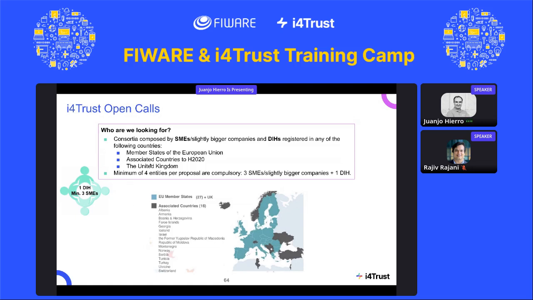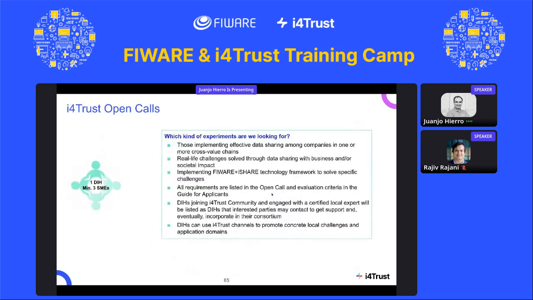The kind of experiments we are looking for will typically involve four entities per proposal, so it should be at least one DIH and three SMEs or slightly bigger companies. And well, the kind of experiments we are looking for is any kind of experiment where the implementation of an effective data sharing policy among companies leads to creation of some new service or the improvement of existing processes.